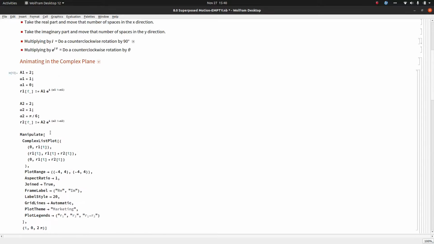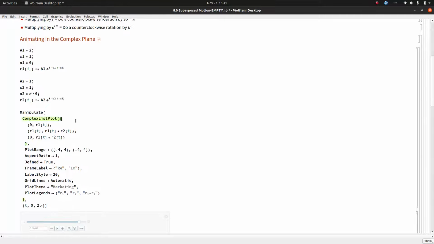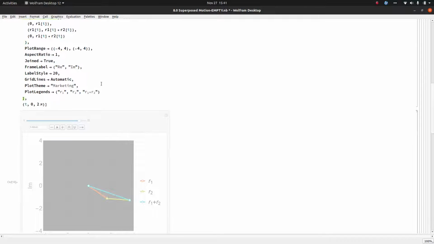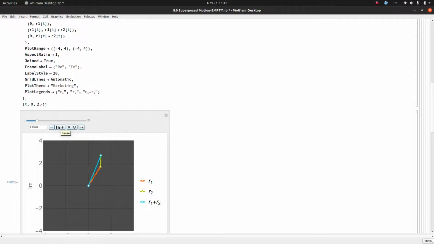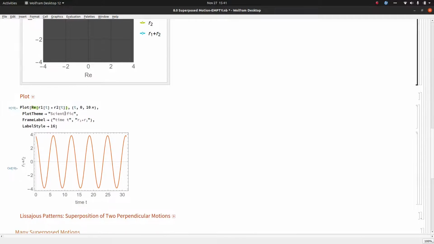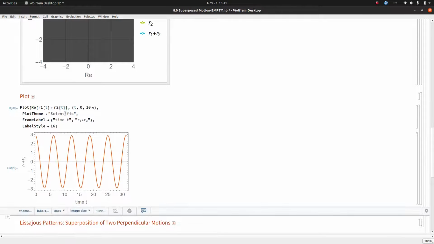I can change things about this. So I could change, for example, the amplitude of the second motion. So when I do that, that'll change the length of R2 in my diagram. You can see R2 is now half as big, which effectively means I have a shorter R1 plus R2, but other than that, it hasn't really changed all that much. It's still undergoing simple harmonic motion, or circular motion rather, which when we project it onto the real axis is again just going to give simple harmonic motion.